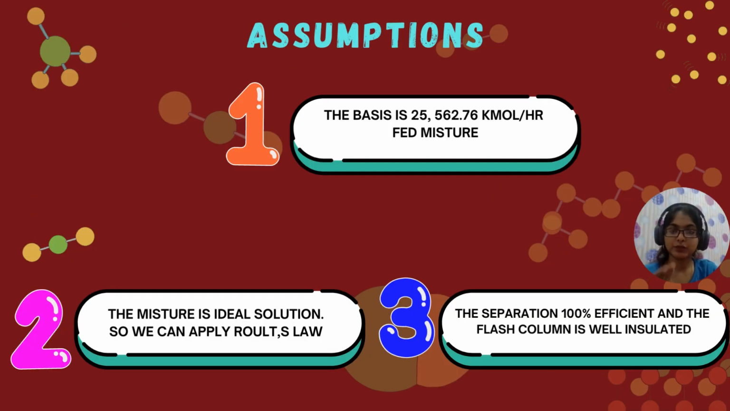These are the assumptions we made. First, we assume the basis is 25,562.76 kilomole per hour of feed mixture. Second, the mixture is an ideal solution, so we can apply Raoult's law for our calculation. Third, the separation is 100% efficient and the flash column is well insulated.